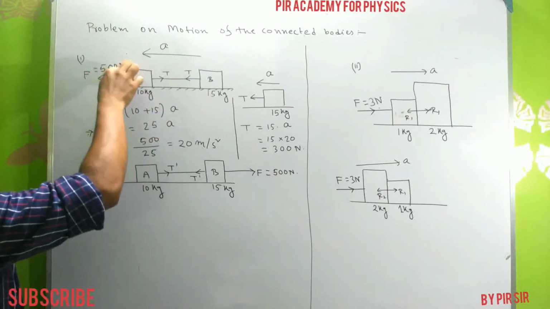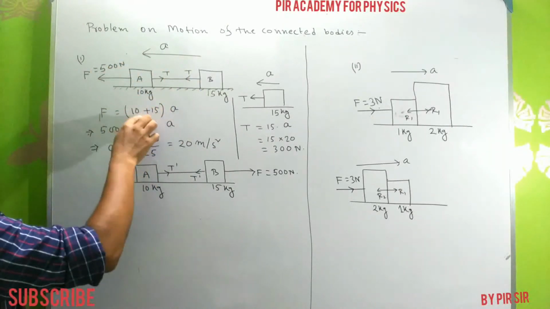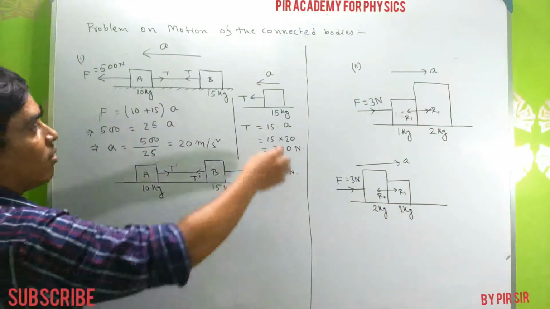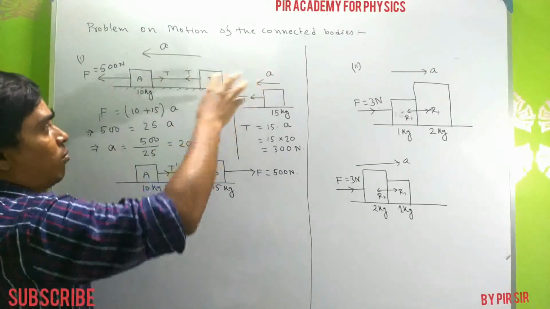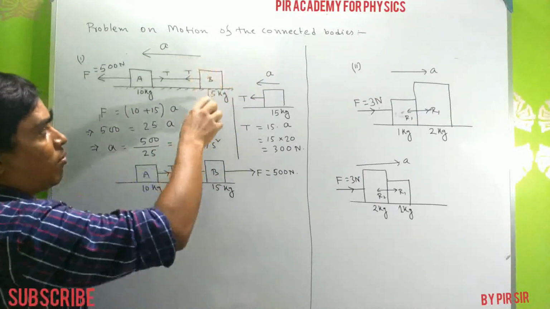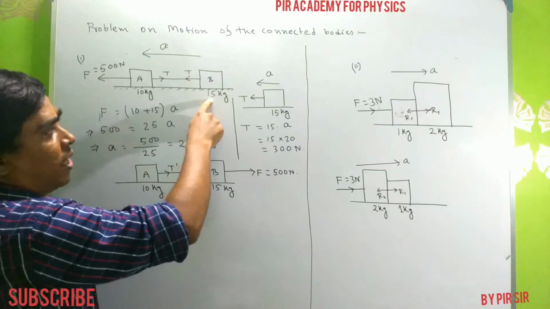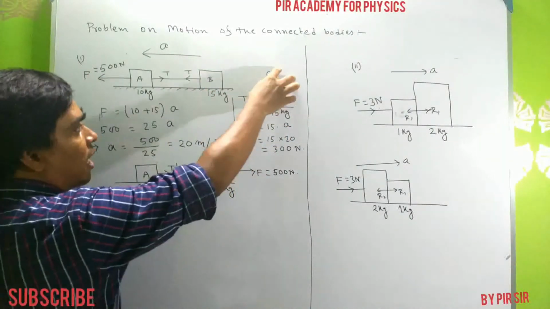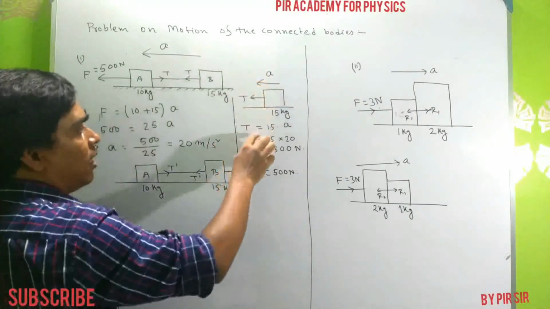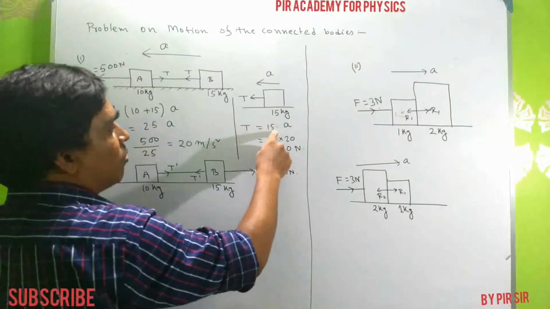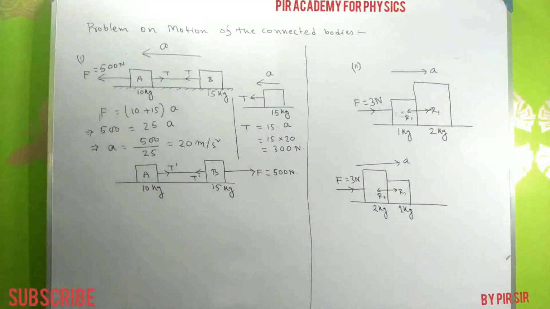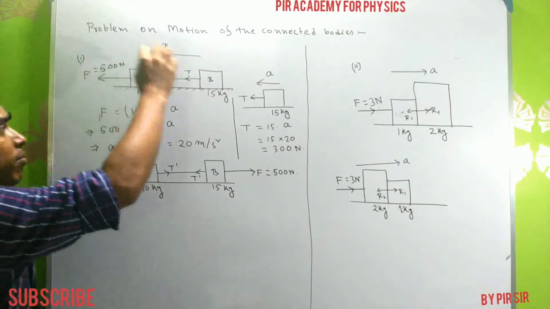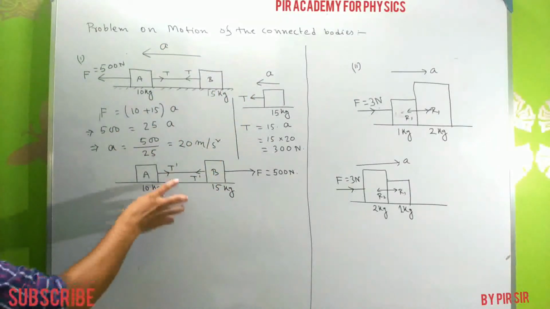Here the resultant force is 500. That means the total mass, 25, into the acceleration, which will be 20 meters per second square. And here you have to draw the free body diagram of the mass m, 15 kg. That means here is the 15 kg mass. The total force on this body is T and the acceleration will be the same, A. That means the force T equals mass into acceleration, that means 300 newtons.